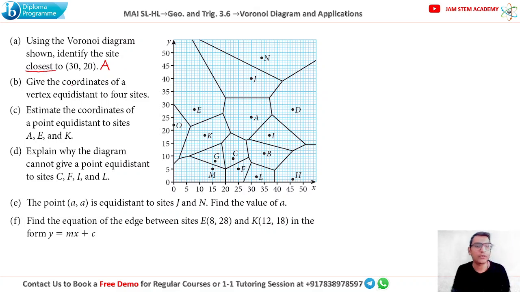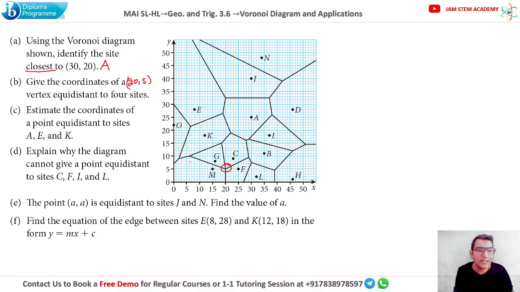Second part says give the coordinates of the vertex which is equidistant from the four sides. So for this, what you can do? You have to look for that coordinate or that vertex which is the point of intersection of four edges. So look into the diagram and find out that point. Can you find that? It is here. Let me mark the point here. So it is 20 and you can say 5. (20, 5) from the diagram we can see is the point of intersection of four edges, right?